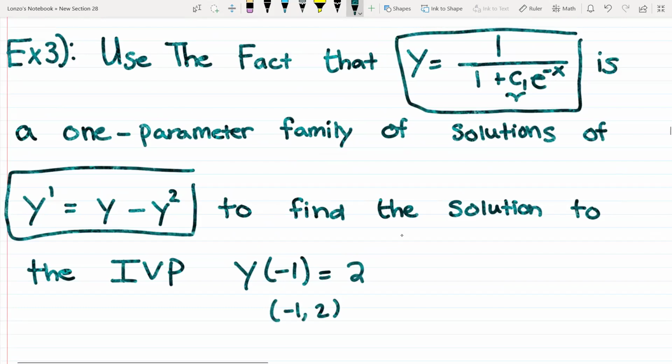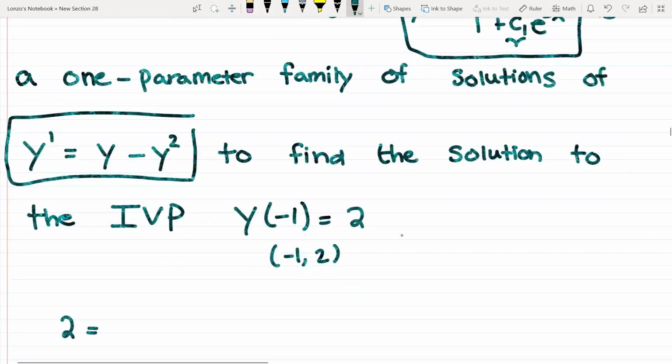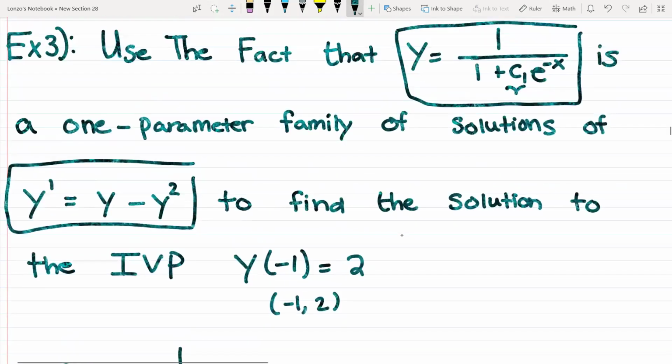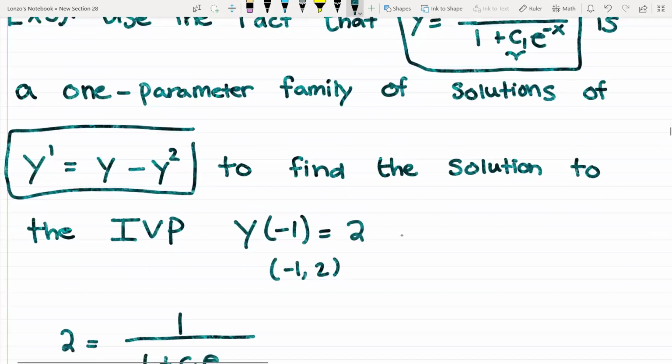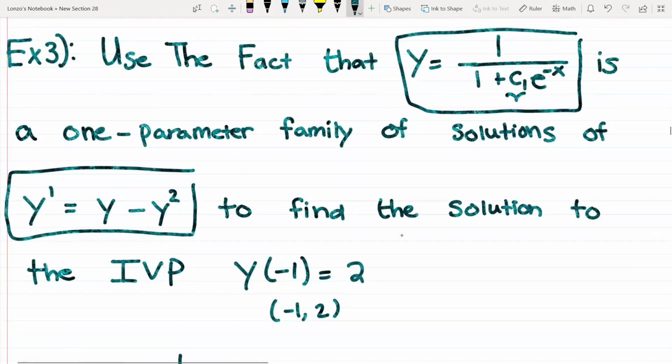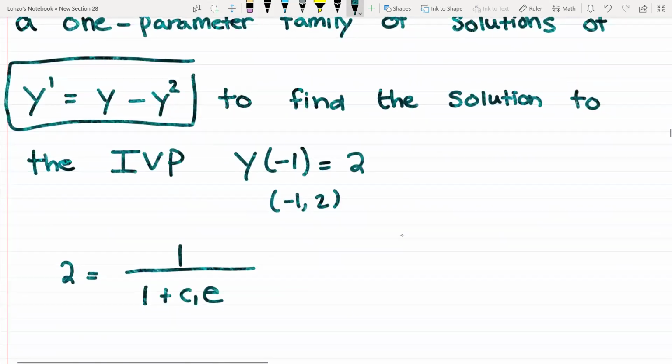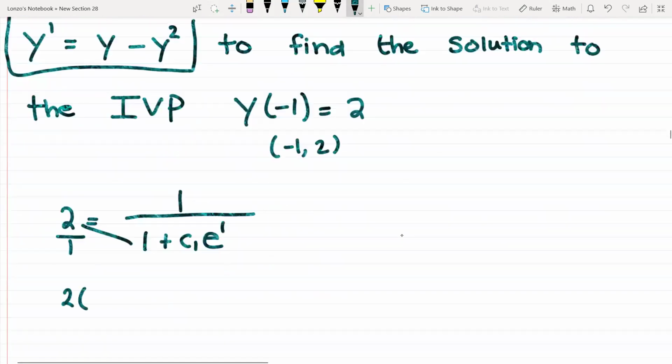So my y value is 2. So it's going to be 2 equals 1 over 1 plus C1 e. And then what's my x value? It is negative 1. So what's negative times a negative 1? Positive 1. Okay, and then you can cross multiply. So what's 2 times this whole thing? I'm just going to write it out. 2 times this whole thing is 1 plus C1 e to the 1 equals, and then what's 1 times 1? 1.